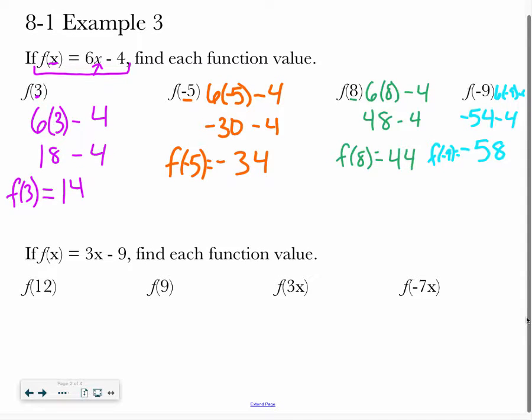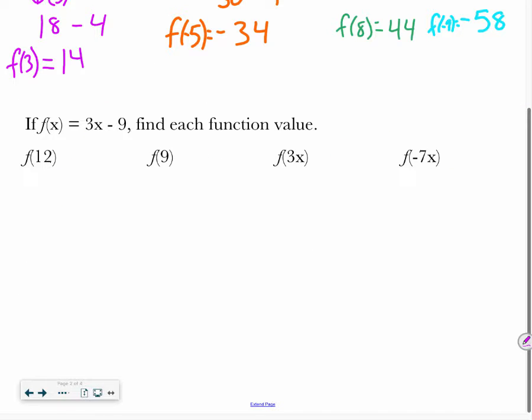Okay, so let's practice with another function. So we have, if f of x equals 3x minus 9, find each function value. So we're going to do roughly the same thing. Instead of having x, we have 12. So we plug that 12 in. So we have 3 times 12 minus 9. So 36 minus 9, which is 27. So I say f of 12 equals 27.